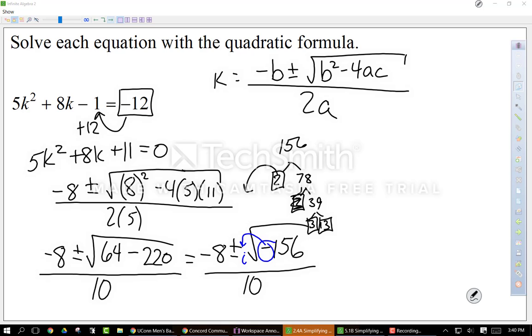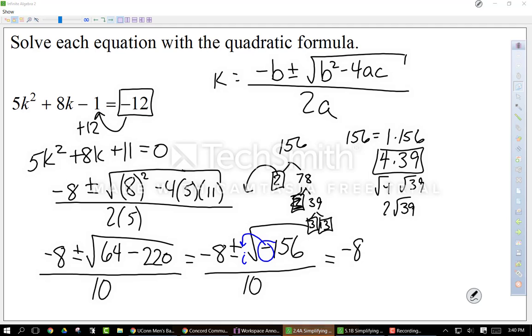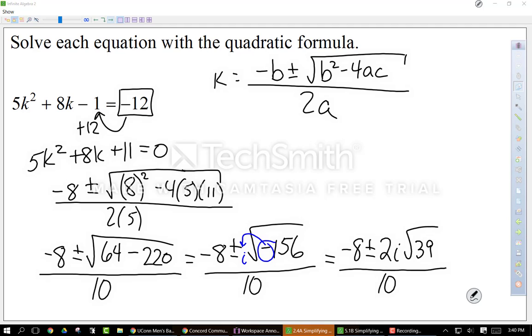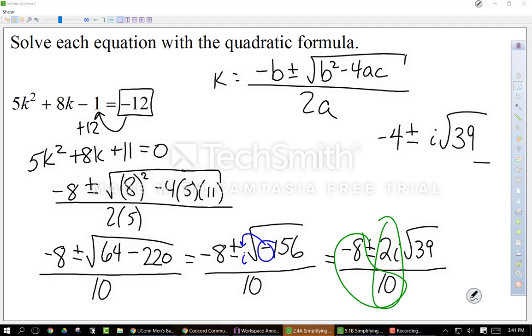If you wanted to do it by perfect squares, then you have 1 times 156, like normal, and then 4 times 39. So again, that would be the square root of 4, the square root of 39, which would be 2 root 39. So this can be written as negative 8 plus or minus 2i, can't forget about that i, square root of 39, now over 10. So now if you look at it, you have the negative 8 and the 10, and then the 2i and the 10. Again, we can divide them all by 2. So you get negative 4 plus or minus i, or 1i, again, it doesn't matter, square root of 39 over 5.